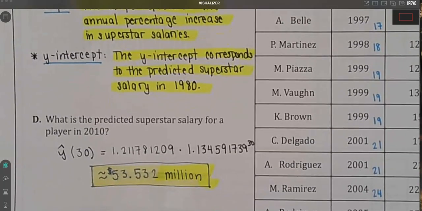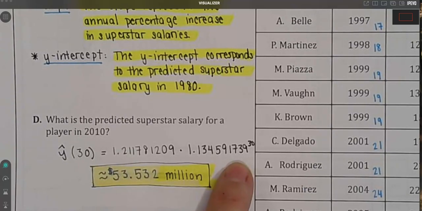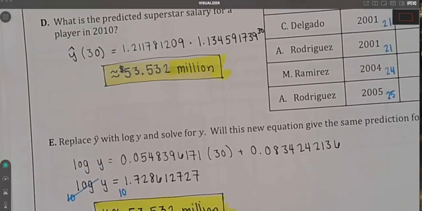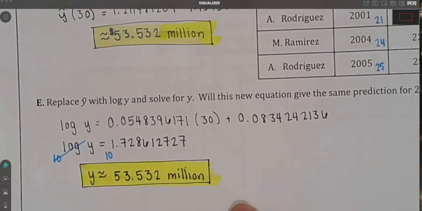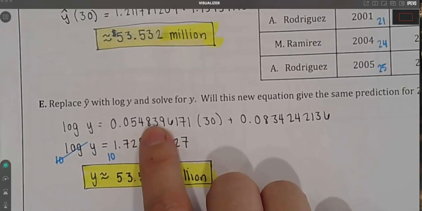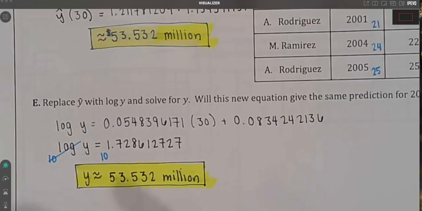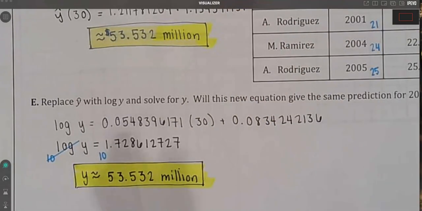What is the predicted superstar salary for a player in 2010? Well, we plugged in 30, we plugged it into our exponential function, and we got this. So replace this and solve for y. So here we're using our linear equation instead, and we got the same thing. That is not always the case. You'll notice that sometimes it's slightly off, but it should be very, very similar if you did everything right.